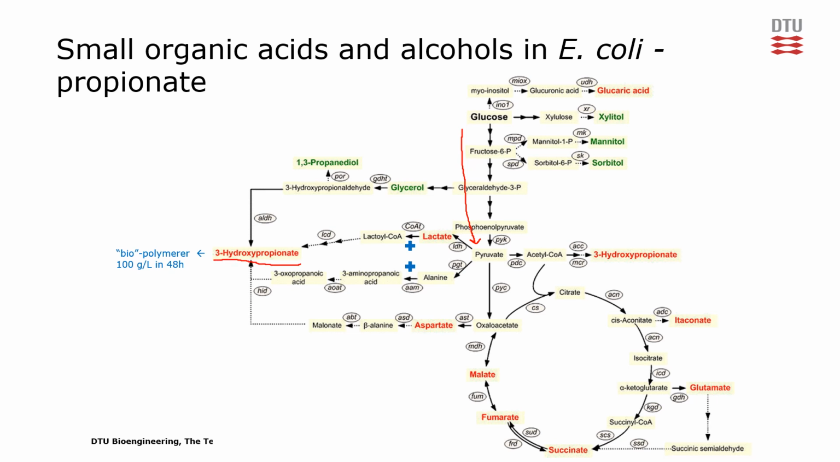The 3-hydroxypropionate is often used to make biopolymers, and they can now make it in E. coli at 100 grams per liter in 48 hours. So 100 grams per liter, how much is that? Well, that's 10% of your bioreactor.